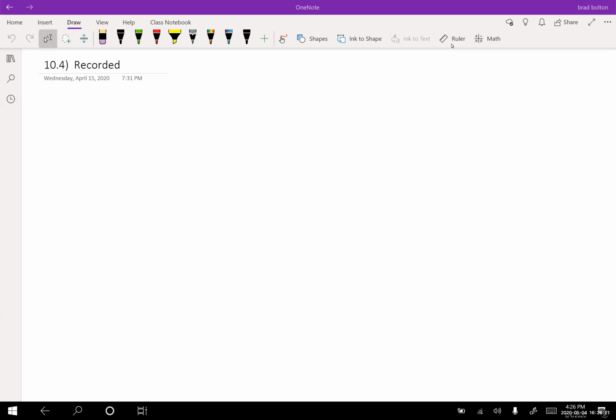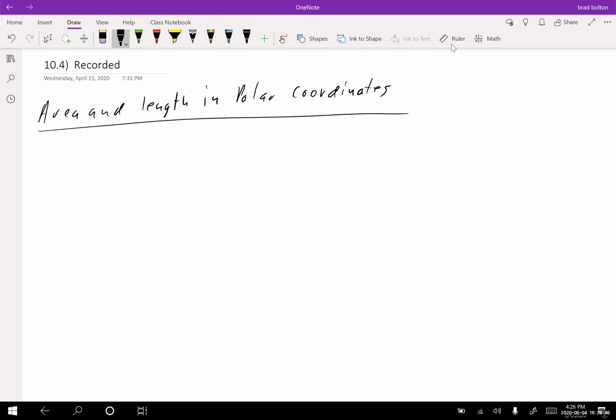Okay, you guys, so for 10.4, this is going to be the area and length in polar coordinates. Okay. This might be a two-part video, this pretty long section.